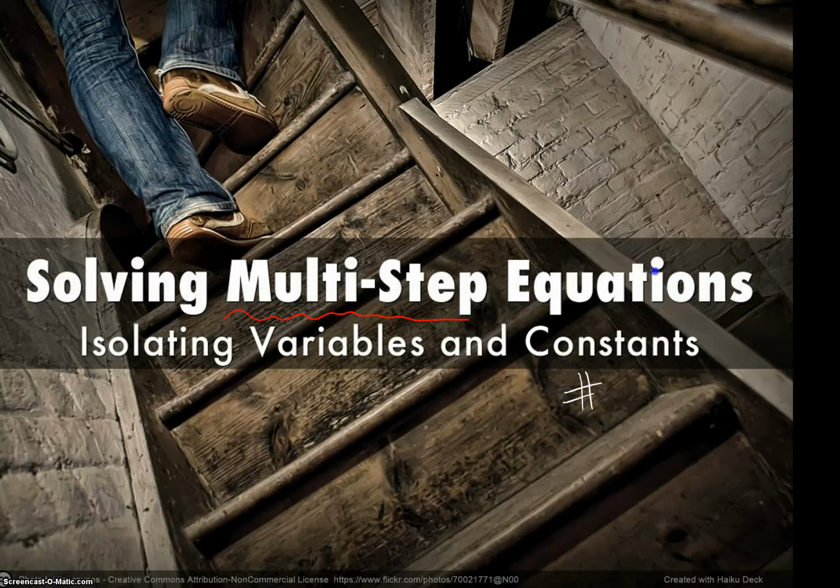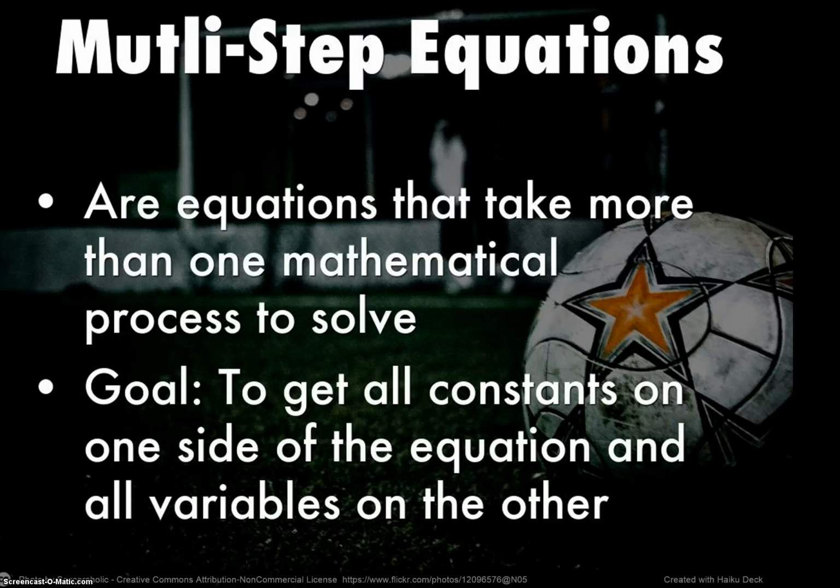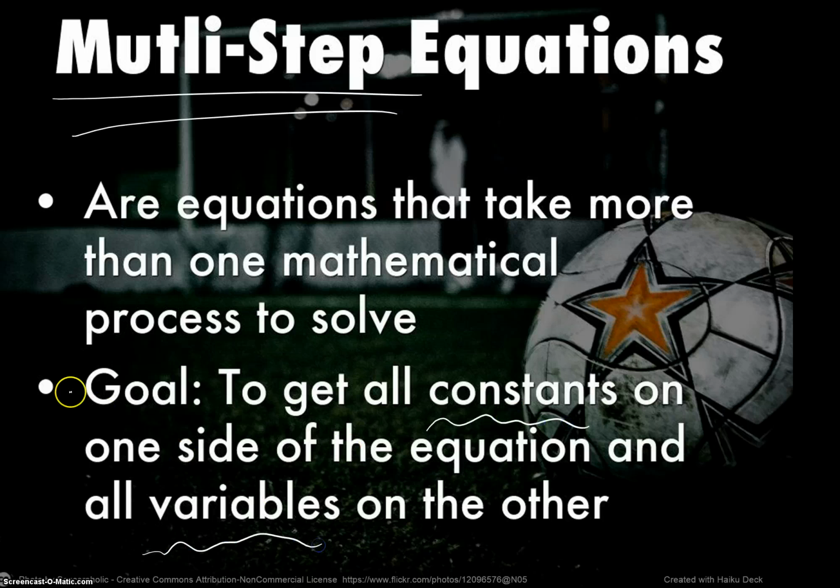So let's get started. So we already talked about multi-step equations take multiple steps to solve. Our whole goal is to get the constants on one side of the equation and the variables on the other. That is the first goal. The second goal would be to isolate for your variables, so your variable all by itself.